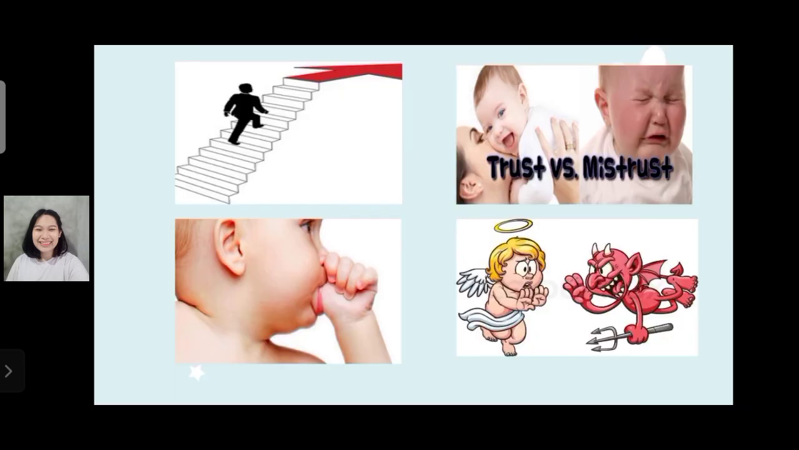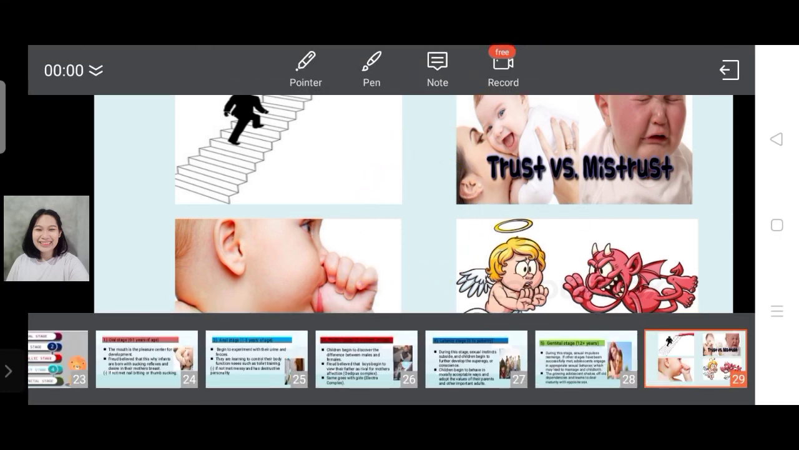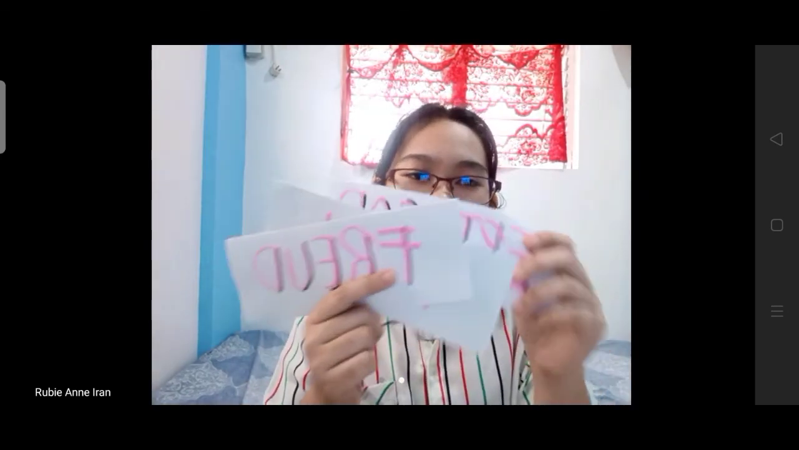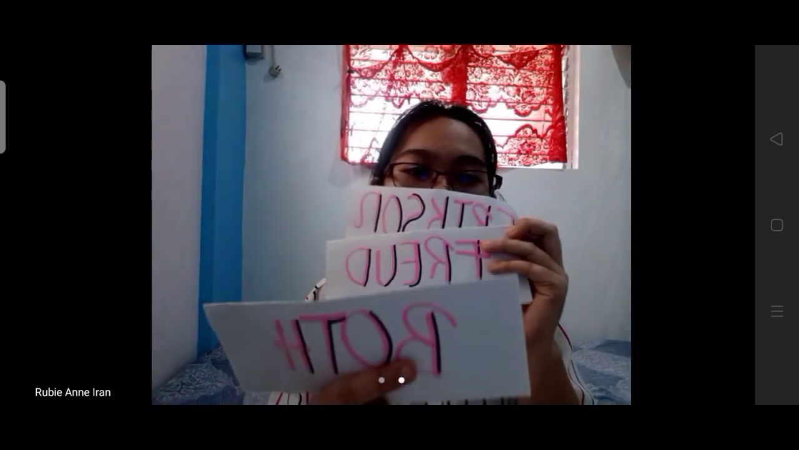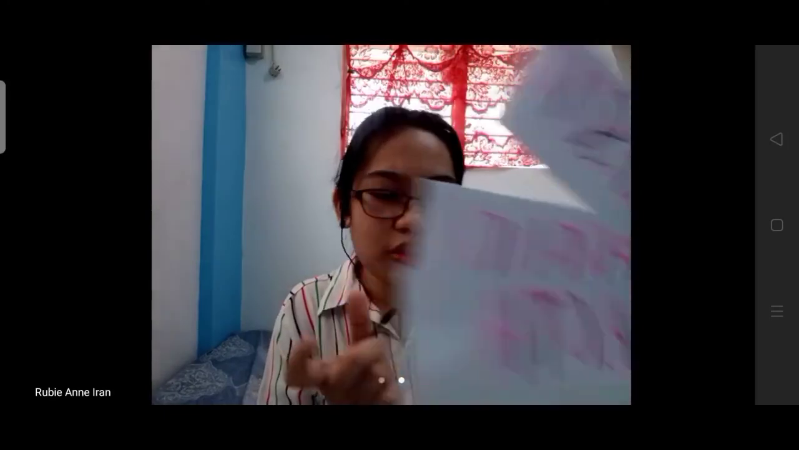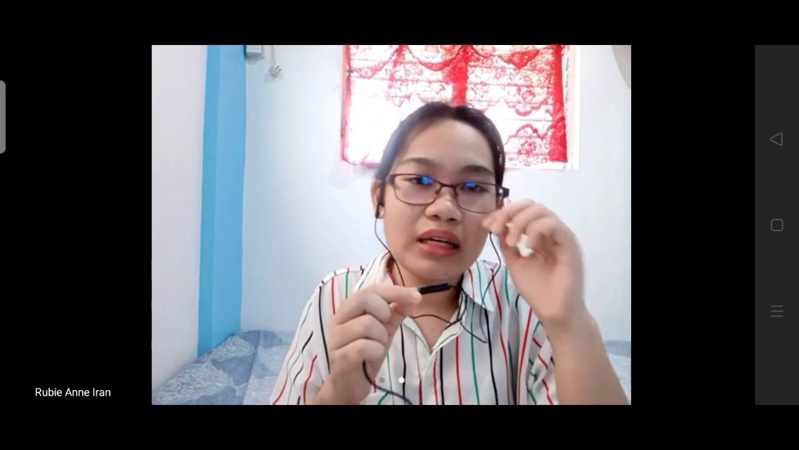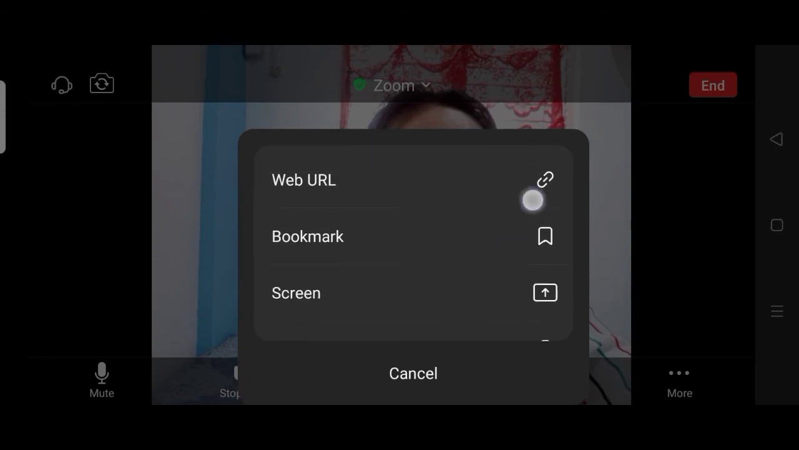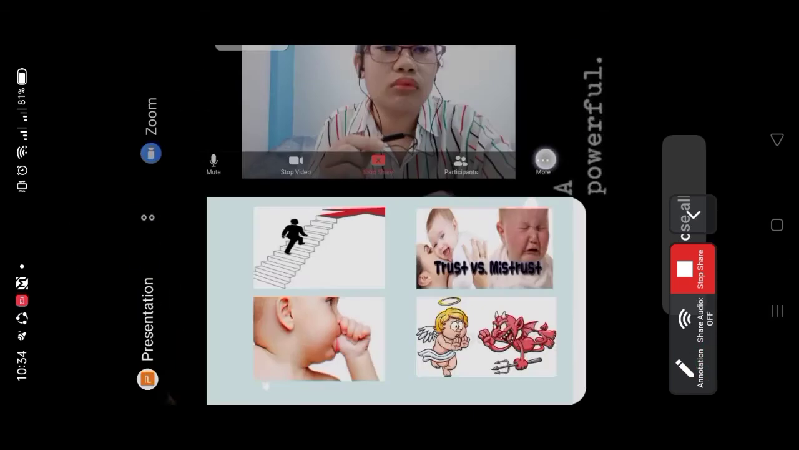Now, let us talk about these pictures again. I'm going to exit my screen. Okay, everyone, I just exited my screen. I have here three papers labeled Erikson, Freud, and Both. You just need to identify the four pictures and tell me if it is Freud, Erikson, or both. Both if they have both stages. I will share my screen again to that particular slide.